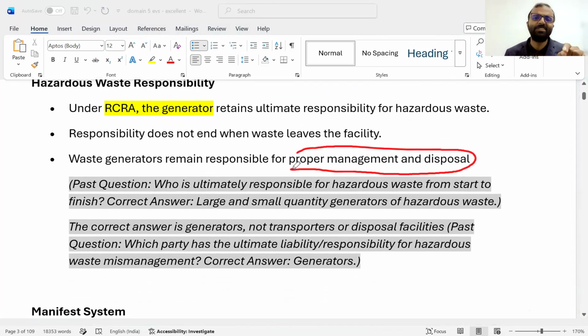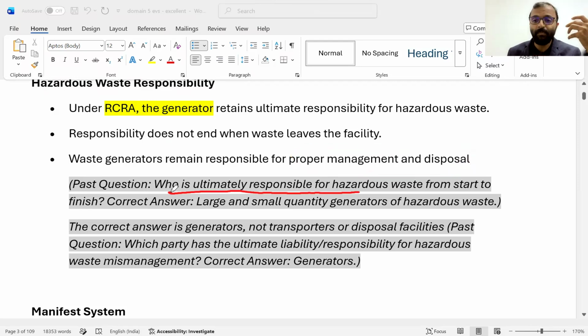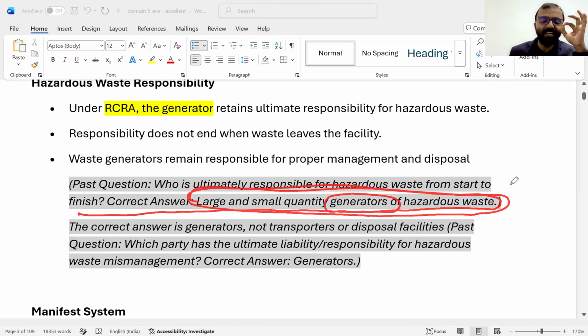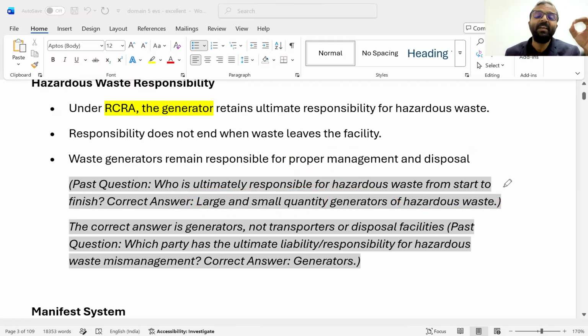If you are generating the waste, you are responsible for it. You're responsible for proper management of the waste, proper disposal of the waste. Okay, who is ultimately responsible? A past question on this I have been asked: who is ultimately responsible for hazardous waste from start to finish? Correct answer: generators of hazardous waste. This was an option, large and small quantity generators. So the generator, the person who is generating the waste, is ultimately responsible for its proper management and disposal. Generators, not transporters or disposal facilities.